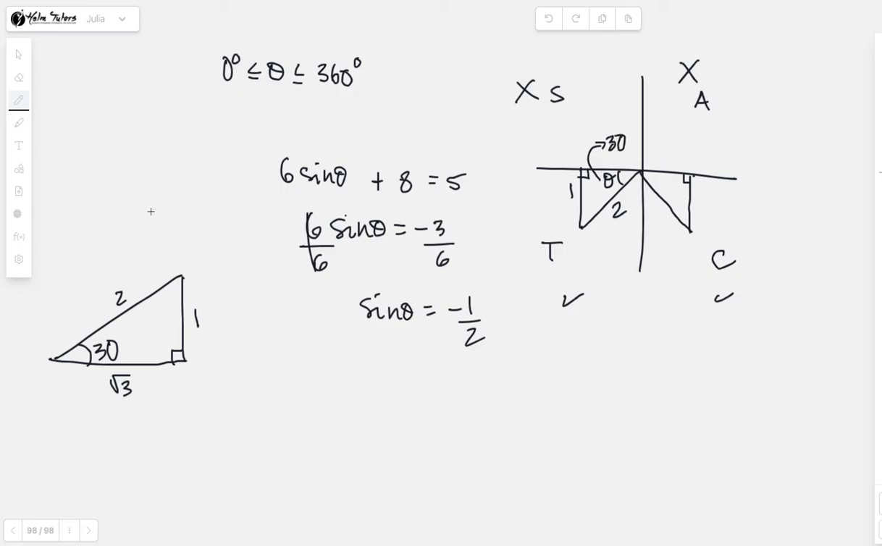So 30 right there. But that's a reference triangle. The actual angle is measured from the positive x, and so that's all the way here. That's 180 plus 30, that's 210. Got it. We're done with one of them.